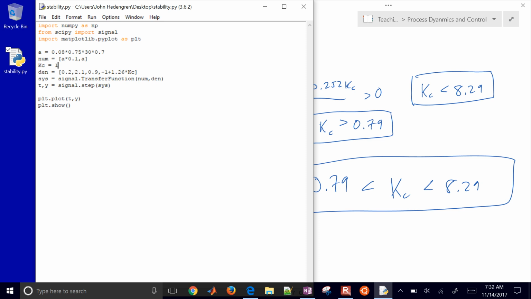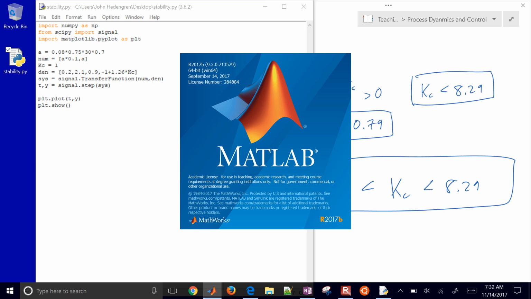You could do this with Python. I really like MATLAB for this one, for the root locus plot. So I'll just show it to you briefly in MATLAB, but you can do the same analysis in Python. It's just the plot isn't quite as interactive as it is in MATLAB. So let's just try this. I'll just open up MATLAB.